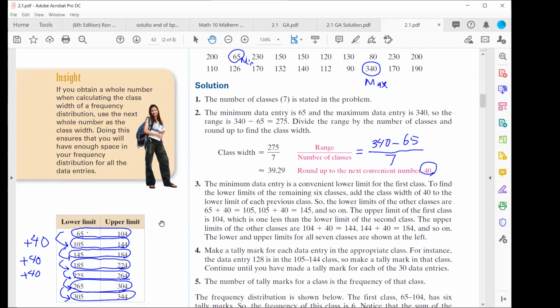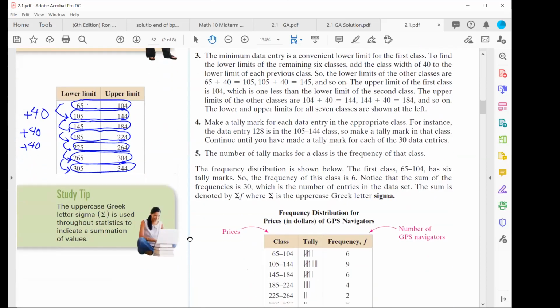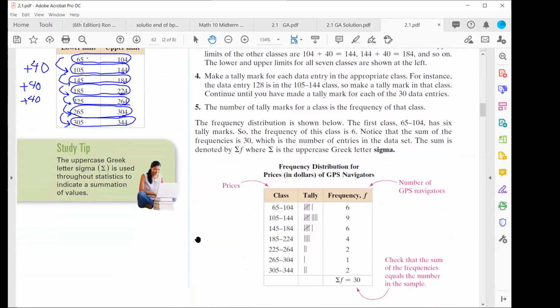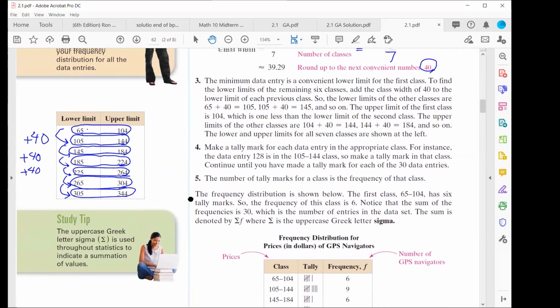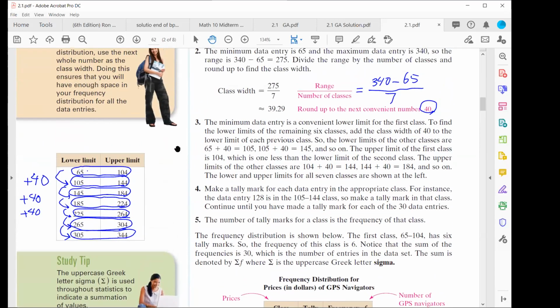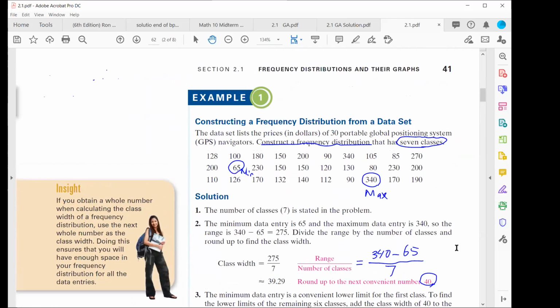Okay, perfect. Next step, let us form a column for tally marks. So let's see. This is the table for tally marks. So here in the first class, you have 1, 2, 3, 4, 5, and 6 tally marks. So the frequency is 6. What's the meaning of that? It means that we have to count all the numbers starting at 65 and stopping at 104.